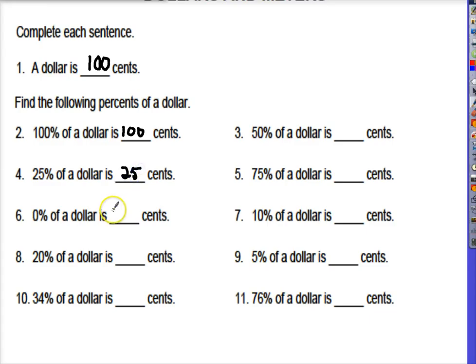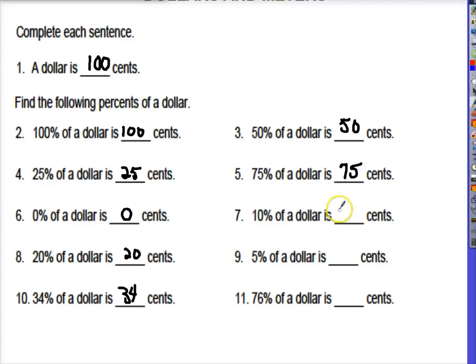Okay, 0% of a dollar. If you don't have any money at all, you've got 0 cents. Okay, 20% of a dollar is, well, yeah, 20 cents. 34% of a dollar, I'm willing to bet you all said 34 cents. 50% of a dollar, yep, that would be 50 cents. 75% of a dollar, that would be 75 cents.